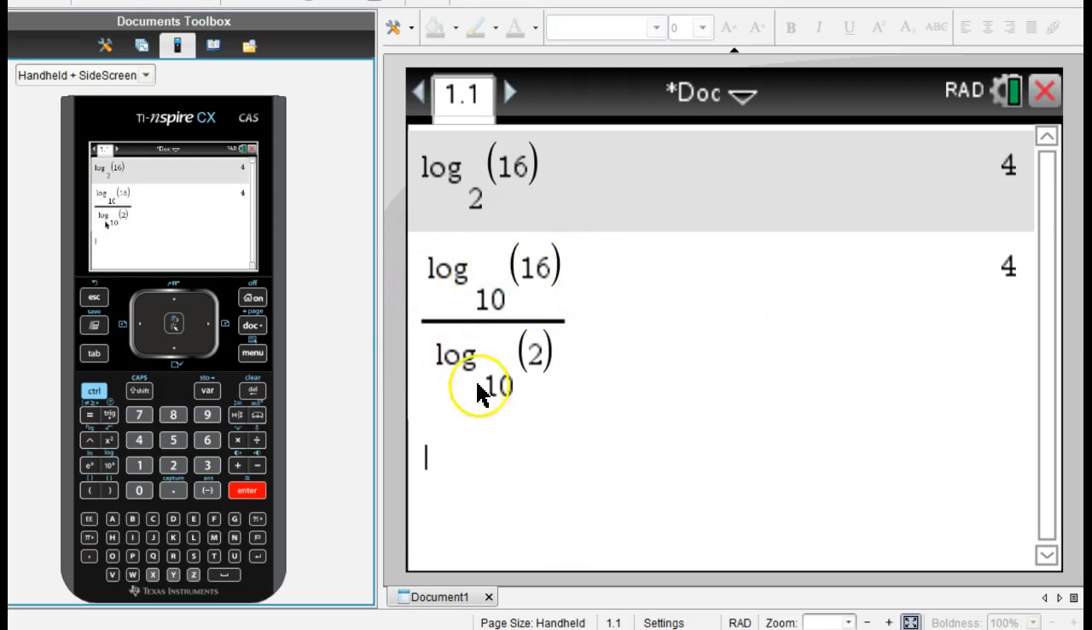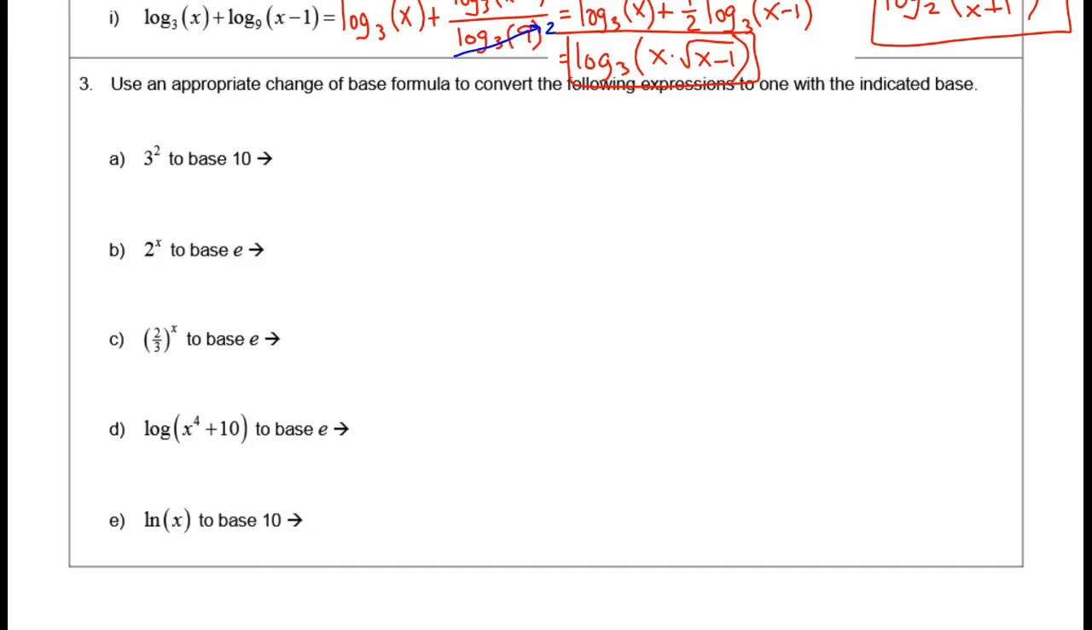Hopefully you notice when I entered these into my calculator, I left out the 10, but the calculator knows that if you omit the 10, it defaults to the common logarithm by, I guess that would be by default. Okay, so enough about old calculators.